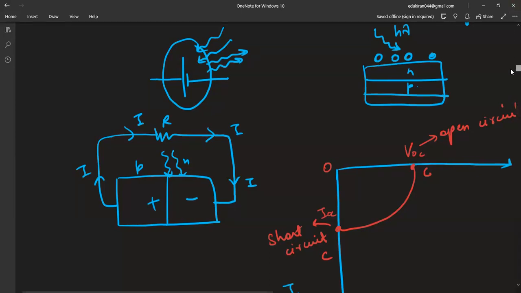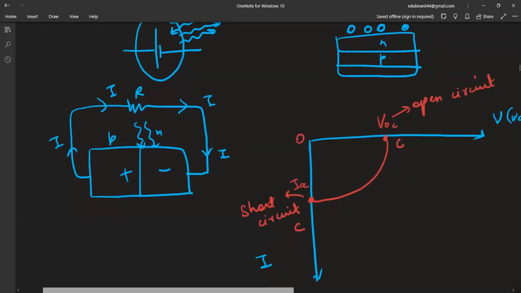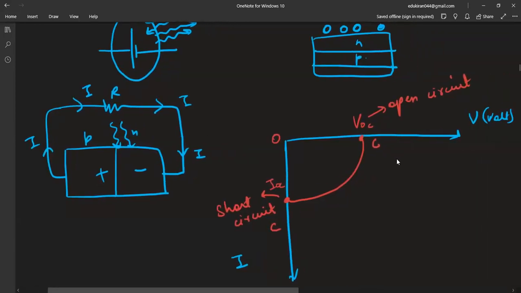Also, the graph. Last part of this is the graph. See, the graph of a solar cell is a little different. It is drawn in the fourth quadrant firstly. Second, the graph is always in this manner: a curve which is connecting the current and voltage.